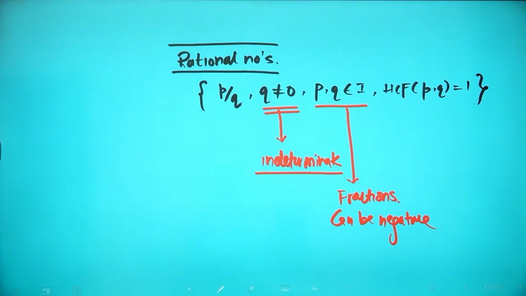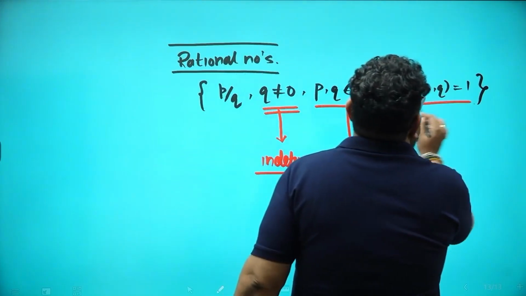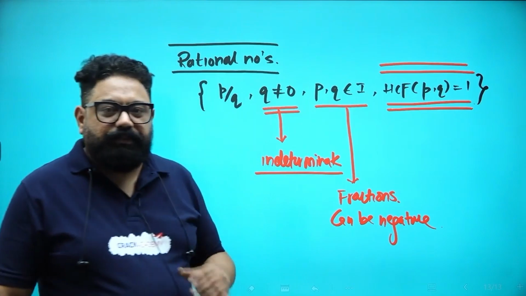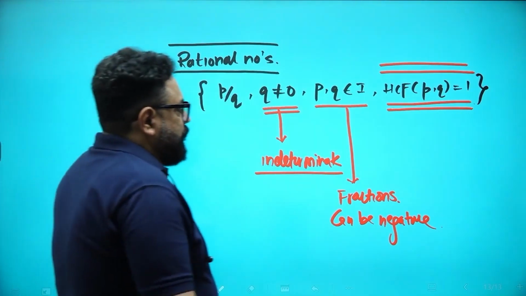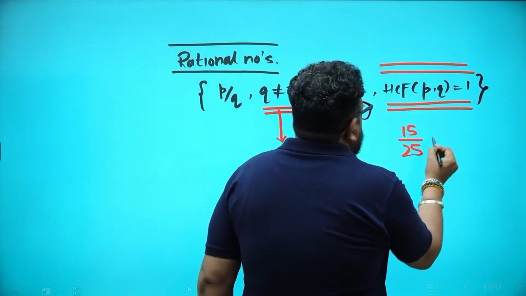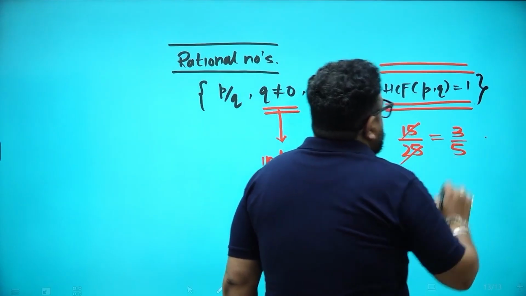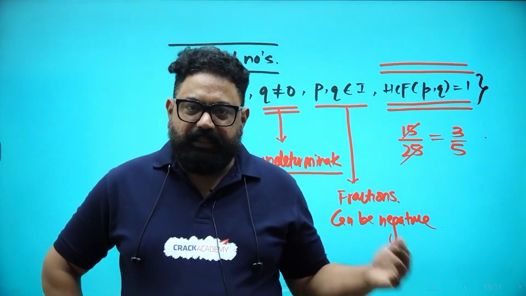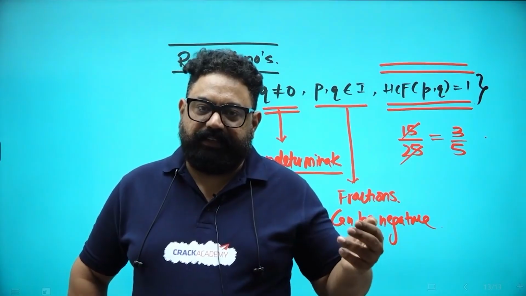And then HCF of P and Q is 1. This is something I think most of us know in our subconscious mind. What do I mean by this? Look, when you were young and solving questions, when your answer came out to be 15 by 25, did you not cancel off the common factor and write 3 by 5? You keep on cancelling the common factors till there is no common factor, right?